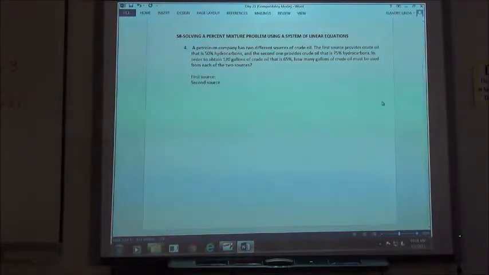The first source provides crude oil that is 50% hydrocarbons. The second one provides crude oil that is 75% hydrocarbons. In order to obtain 120 gallons of crude oil that is 65%, how many gallons of crude oil must be used from each of the two sources?